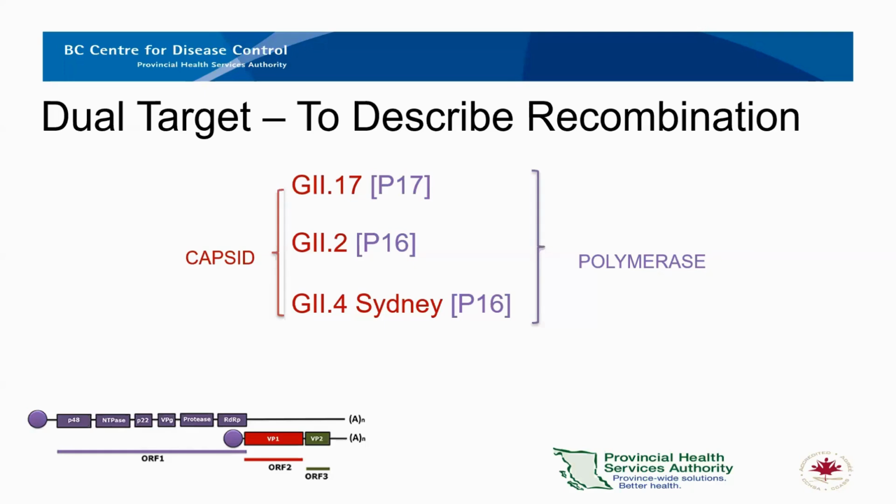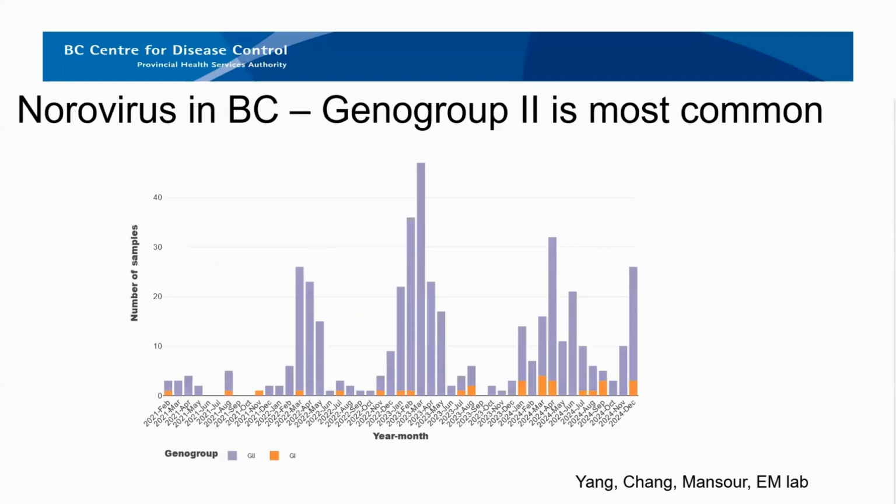Now, there's also the possibility that there's something different at the polymerase and capsid, and these are the recombinants. So you'll see G2.2, which represents what's going on in the capsid, and a P16, which represents a P16 in the polymerase. Likewise, the strain that was most common until this year was G2.4 at the capsid and a P16 at the polymerase. So this is the way that we name them, and I'll talk a little bit more about what patterns we've seen here in BC using this genotyping approach. If we go to the next slide.